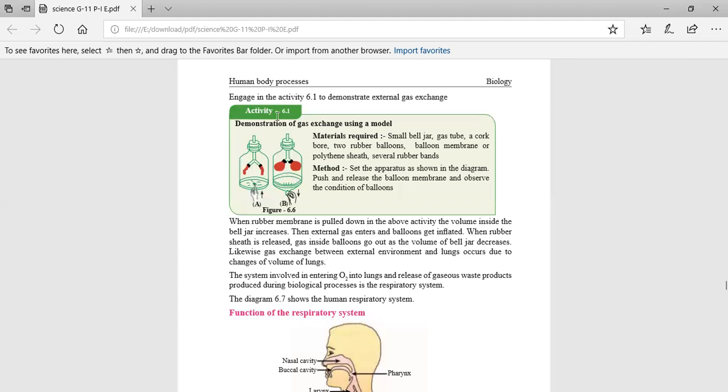What happens in the respiratory system? The system is involved in entering O2 into the lungs and releasing the gaseous waste product. The gaseous waste product is carbon dioxide, produced during the biological process in the respiratory system. Right.